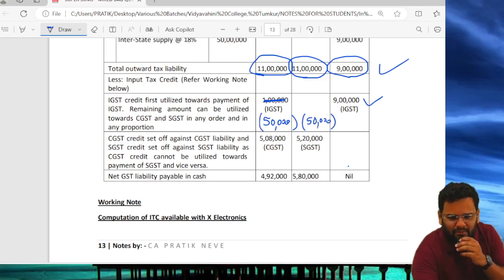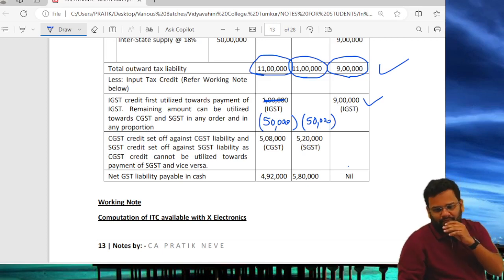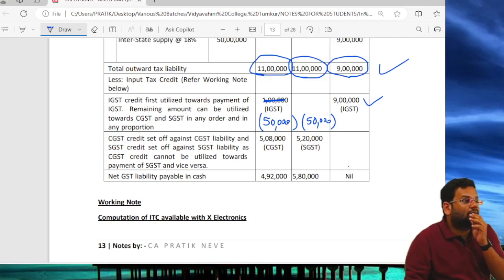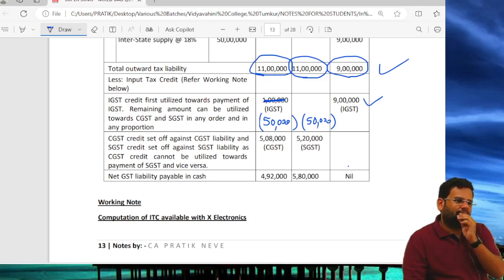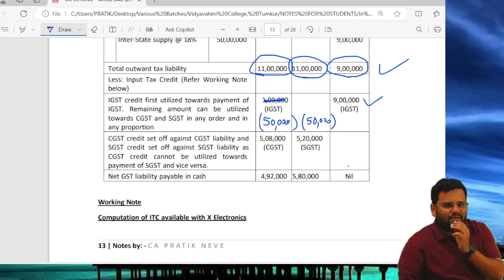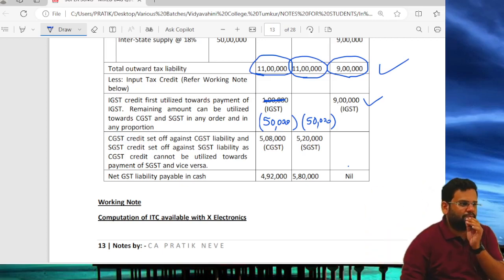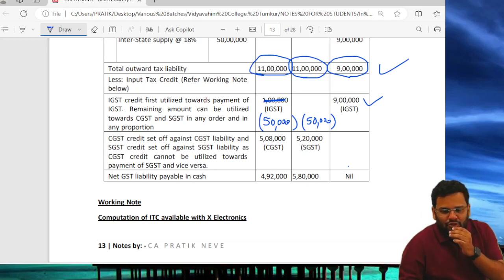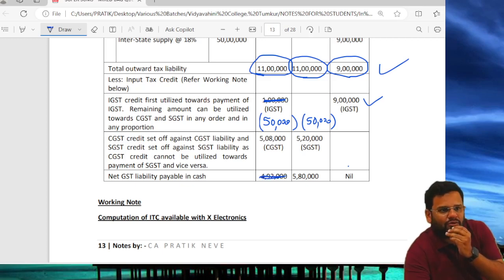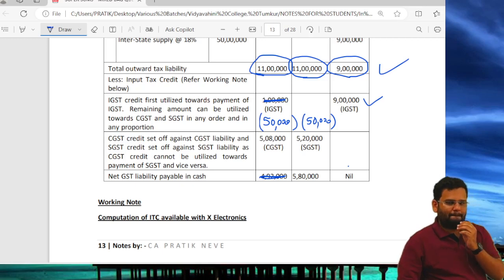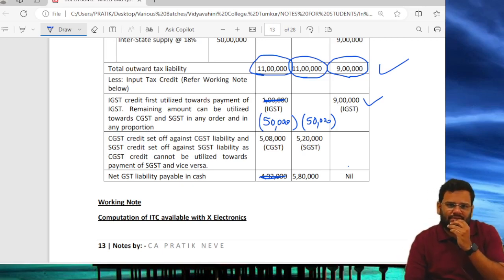Therefore, balance GST payable. What is your balance GST payable? 10,50,000 CGST, 10,50,000 SGST and IGST 0. Next line, less ITC of CGST utilized to pay output tax of CGST. What is the ITC of CGST utilized? 5,08,000. Please write in bracket. Dash in SGST, dash in IGST.